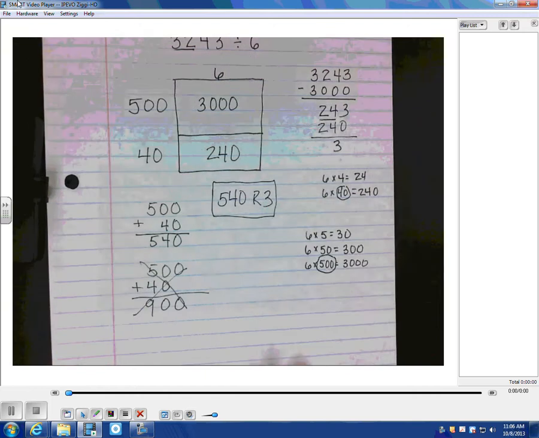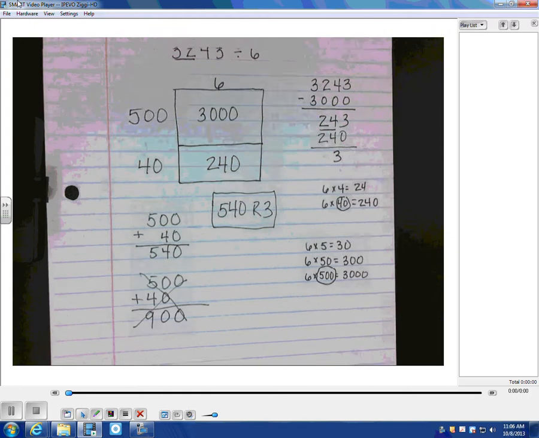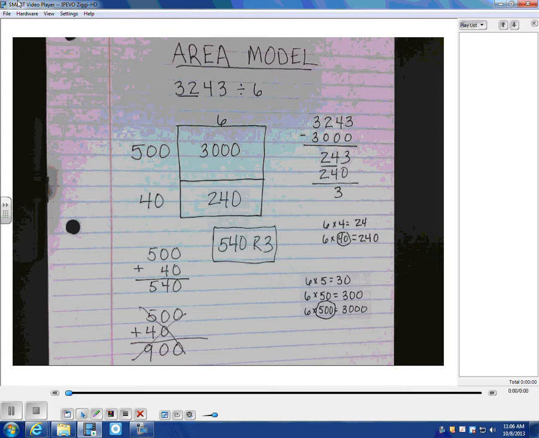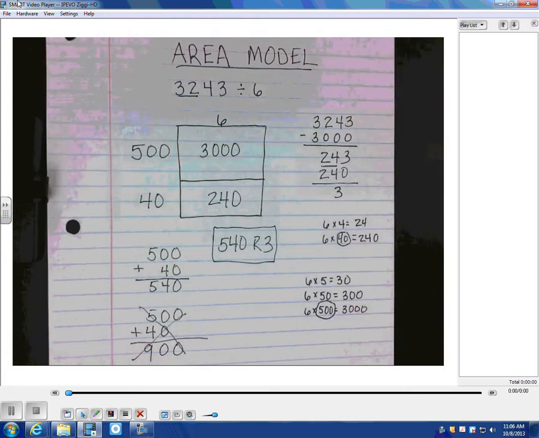Okay? So that is the area model. It's very much like the partial quotient. It's just set up a little bit differently with how we show it up here.